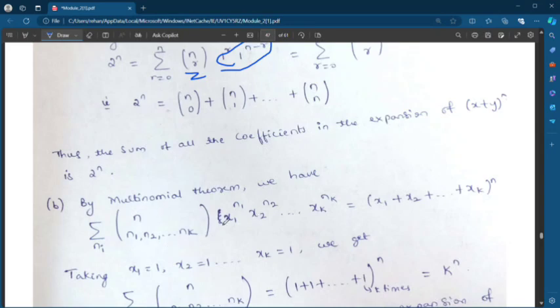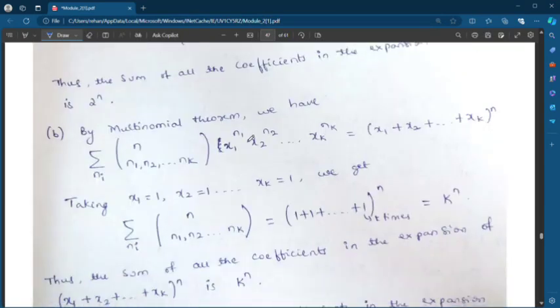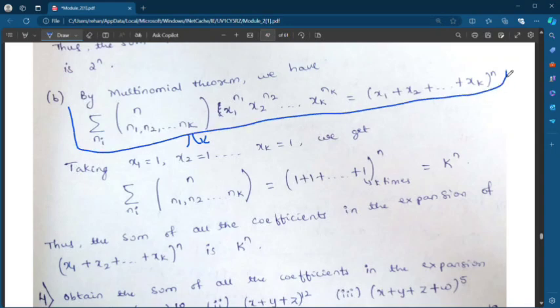where n1 plus n2, and so on up to nk equals n. And here we have x1 to the power of n1, x2 to the power of n2, x3 to the power of n3, and so on up to xk to the power of nk, and this should be equal to x1 plus x2 plus x3, and so on, whole to the power of n. This is the formula. Remember this formula. This formula will be helpful for us in further problems.